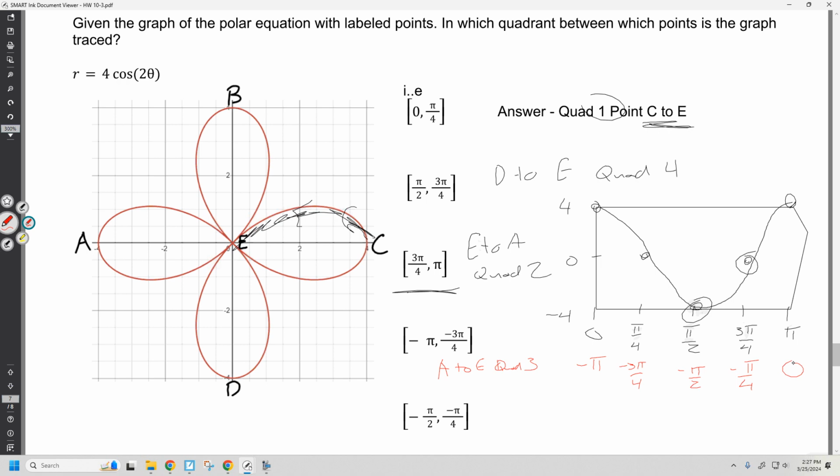Which quadrant? Tell your neighbors. A lot of you are like, I'm not sure. Some of you are just guessing. Negative pi over 2 to negative pi over 4. My radius goes from negative 4 to 0. From negative 4 to 0. But we're here. We are B to E. For which quadrant? 2. You got it.